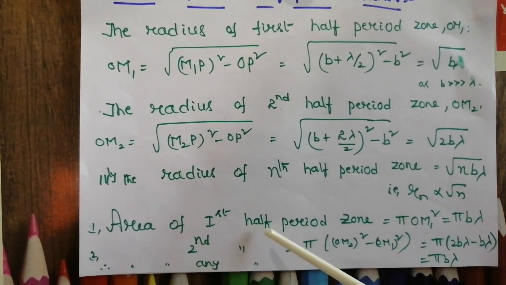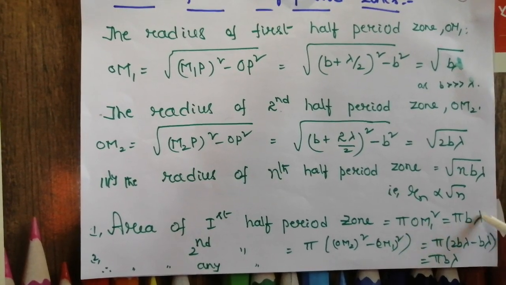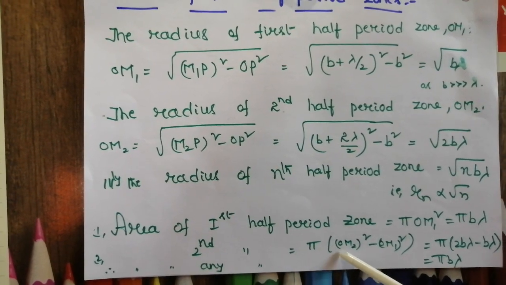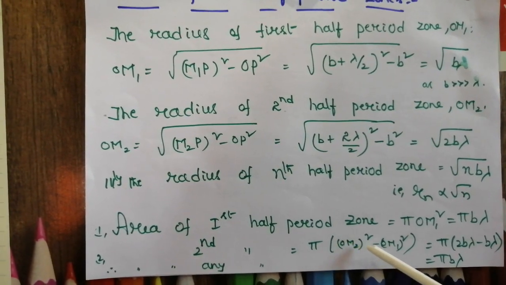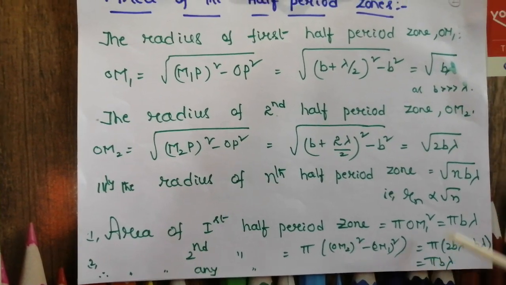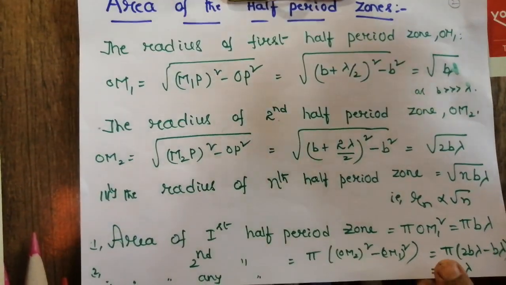The area of the first half period zone equals pi R1 squared, that equals pi B lambda. The area of the second half period zone equals the difference between the second circle and the first circle, so pi of 2B lambda minus B lambda, which is pi B lambda. In this way, the area of any half period zone is equal to pi B lambda.